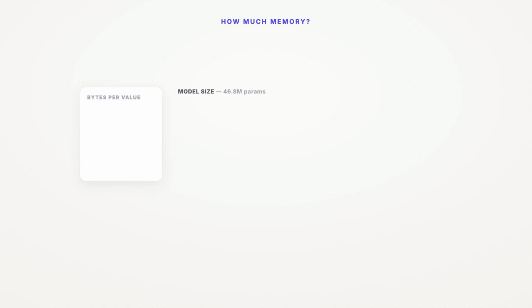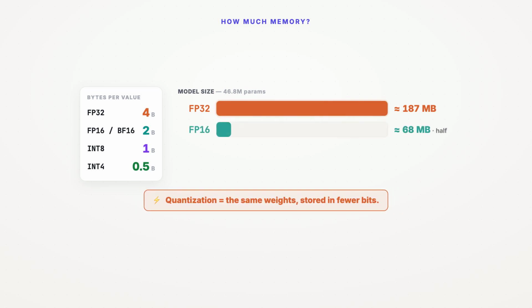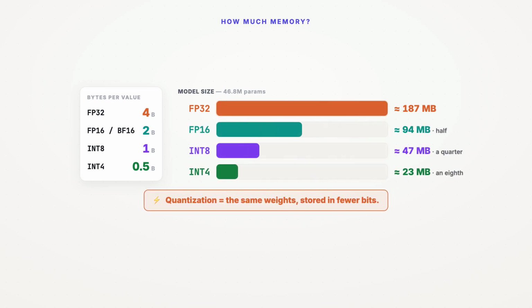How much memory is that? It depends on precision, the bytes per number. In full 32-bit, our model is about 187 megabytes. In 16-bit, half that. In 8-bit, a quarter. In 4-bit, an eighth. That's why quantization matters. It's the same weights stored in fewer bits. One nuance, bfloat16 keeps full range but fewer decimals, which is why training often prefers it.